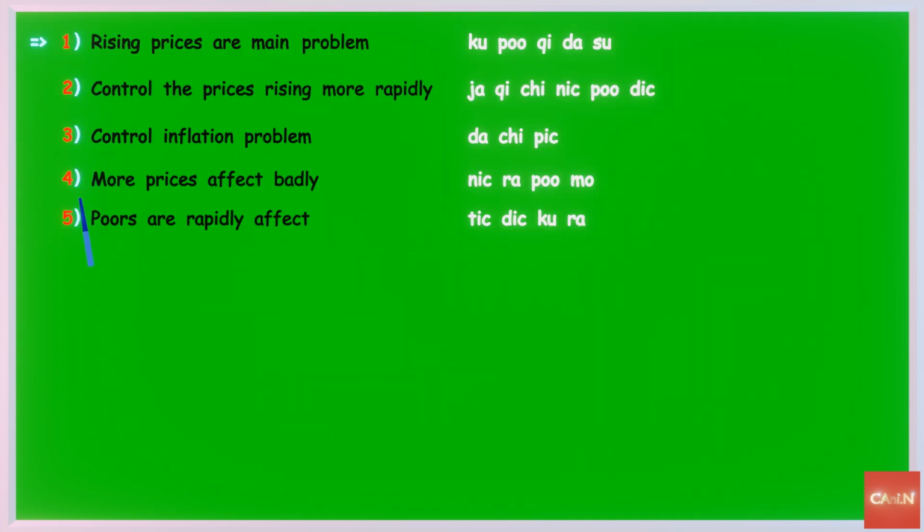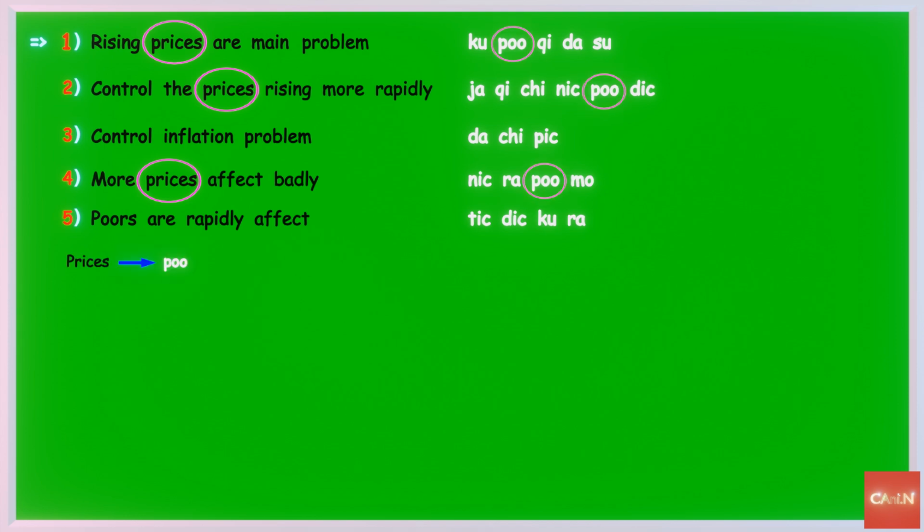Which of the following is the code for control badly effect problem? Let's write the statement on one side and the code on the other side. Now, from all the statements, find the word which appears the most. Here the word prices appears 3 times, in statement 1, 2, and 4. So, the common code from the codes corresponding to statement 1, 2, and 4 is POO.